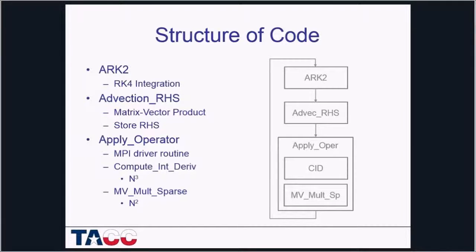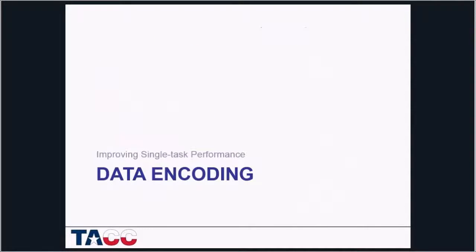So just a bit of background on the structure of the code. These are the 5 main functions that we've focused on over the last 4 years. Mostly focused on the compute interior derivatives and matrix vector multiply, as you can see down in the bottom corner there. These are the 2 routines that we've focused on extensively. The rest is not as large a contributor to the overall runtime of the code.